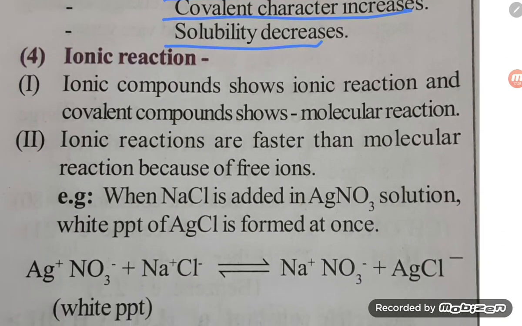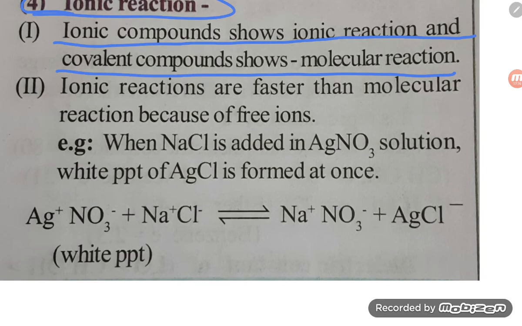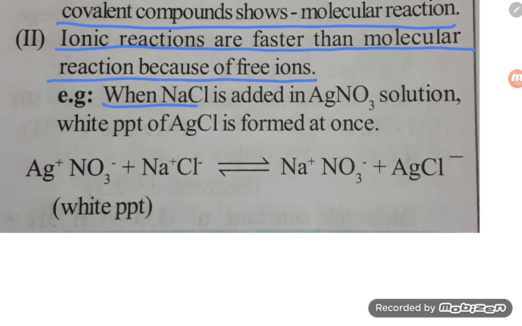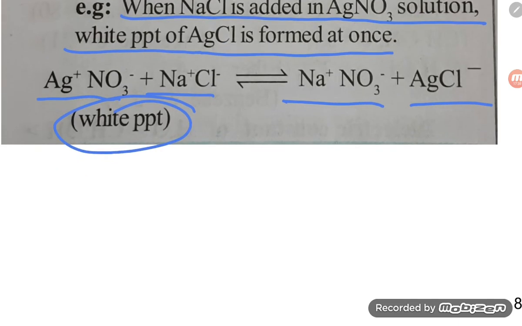Now the ionic reaction. Ionic compounds show ionic reactions and covalent compounds show molecular reactions. Ionic reactions are faster than molecular reactions because of free ions. When NaCl is added to AgNO3 solution, a white precipitate of AgCl is formed at once. So AgNO3 plus NaCl gives NaNO3 and AgCl, a white precipitate.